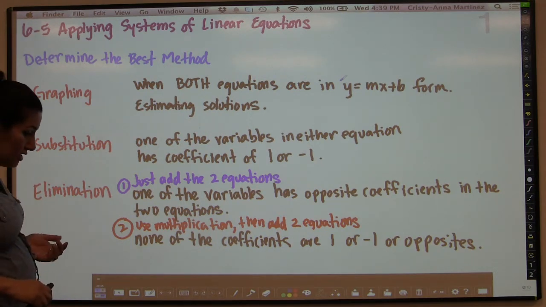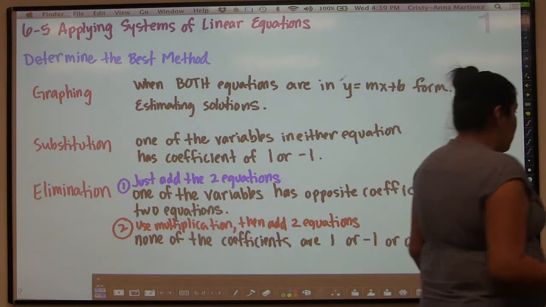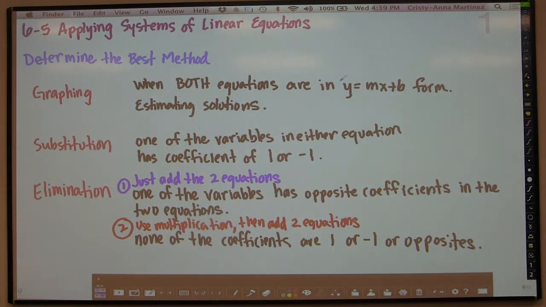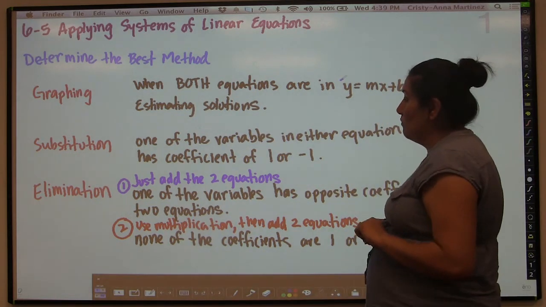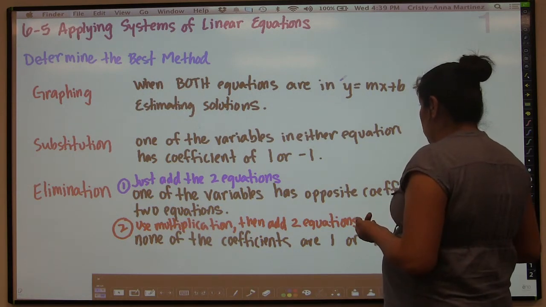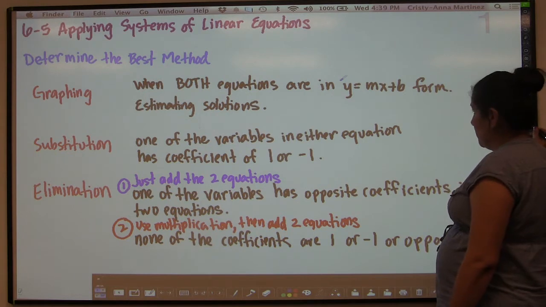Now obviously you can solve any system with any of these methods and it will still work, but we want to minimize our time and we want to be efficient. So most of the time you want to pick which method would be best suited for each system. Graphing is generally going to be the best method if both equations are already in what we call slope-intercept form, or basically y equals mx plus b.